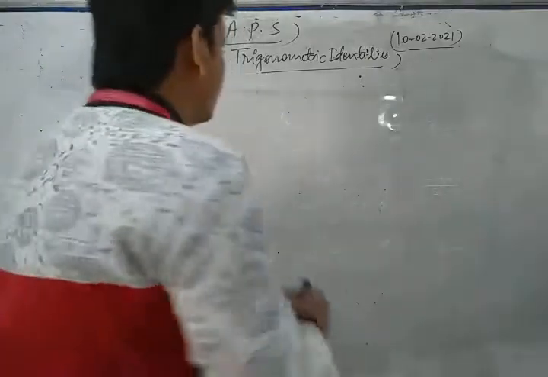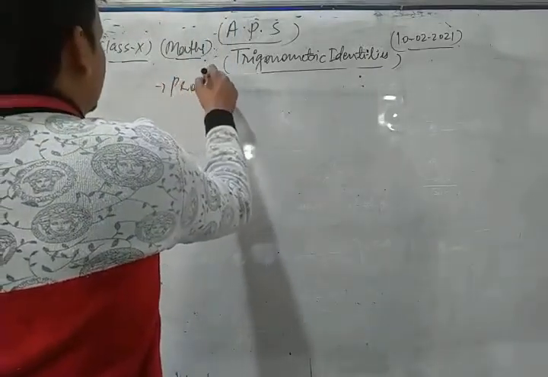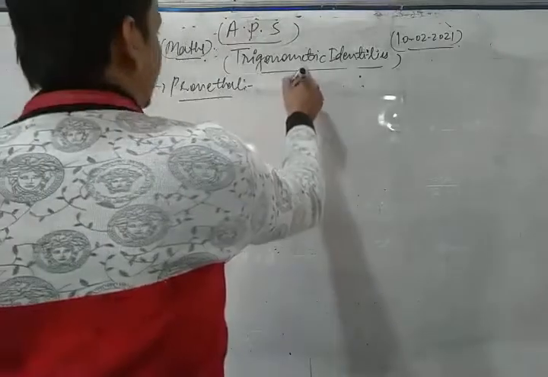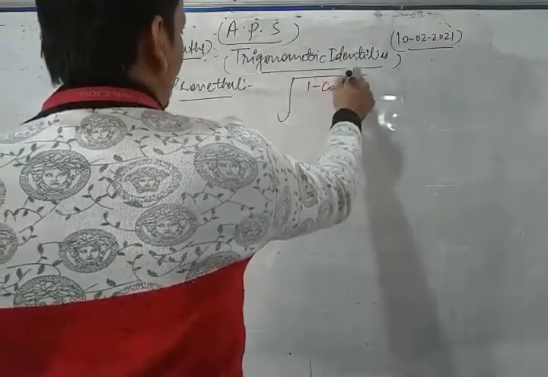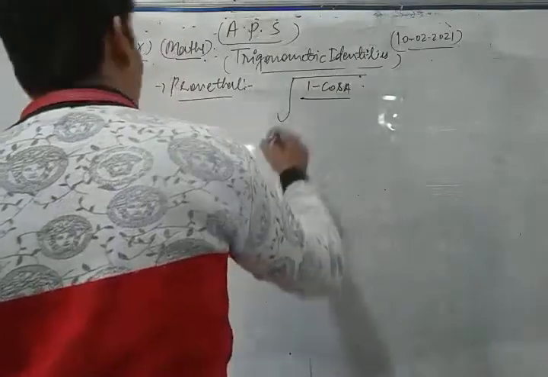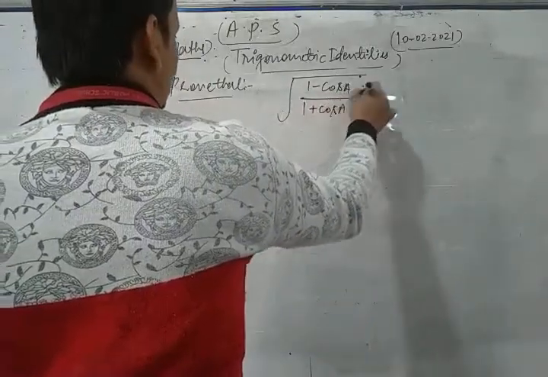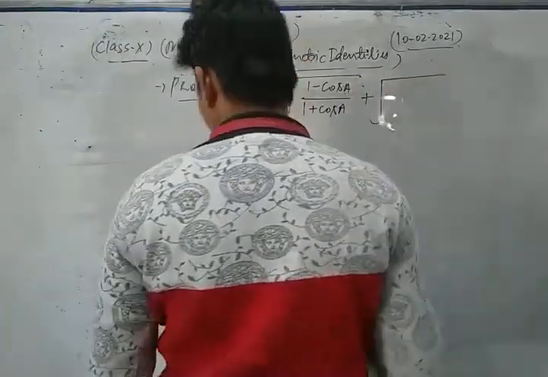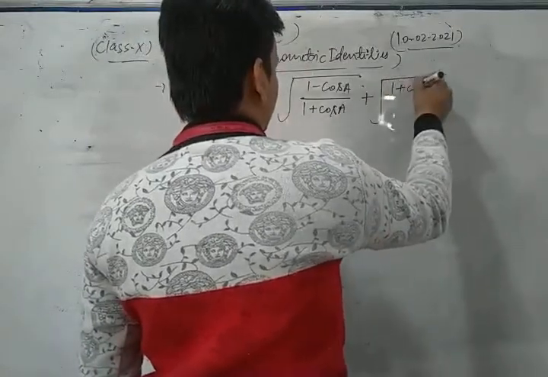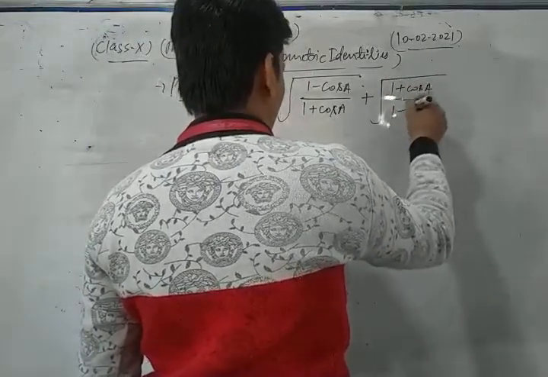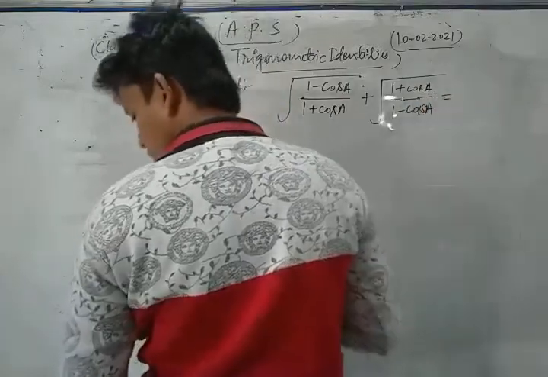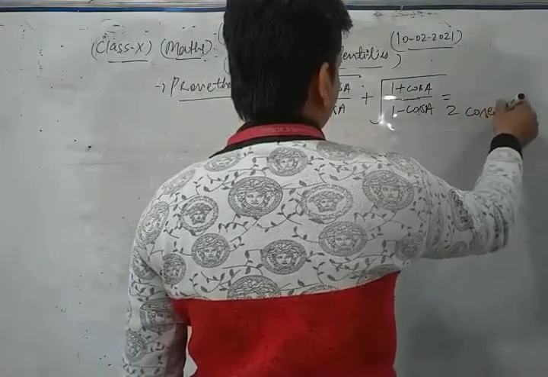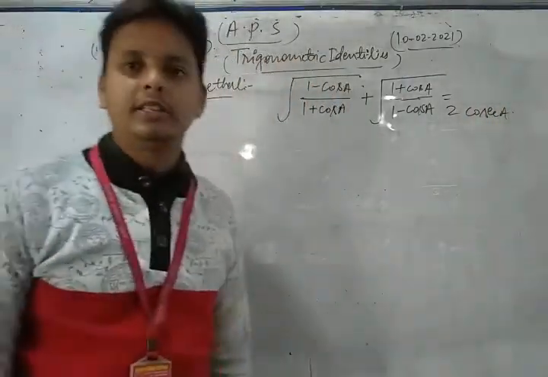Prove that square root of (1 minus cos A upon 1 plus cos A) plus square root of (1 plus cos A upon 1 minus cos A) is equal to 2 cosec A. This is the question here.